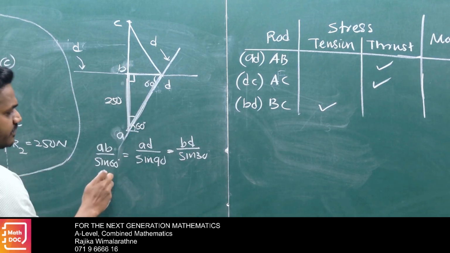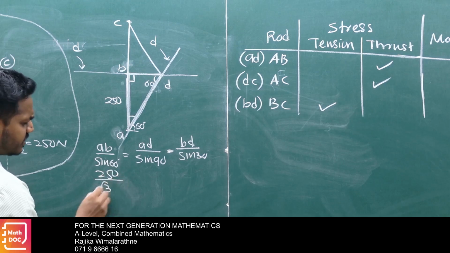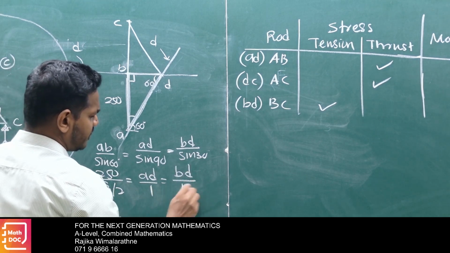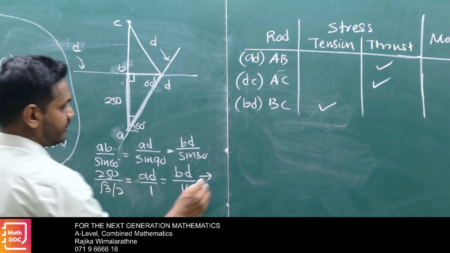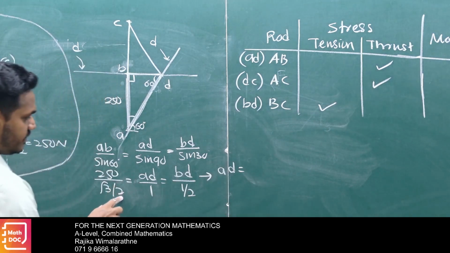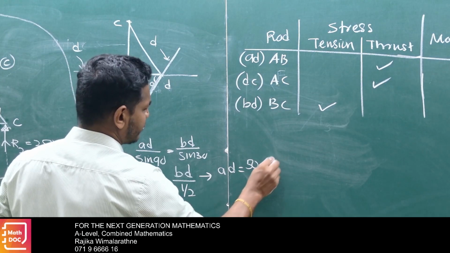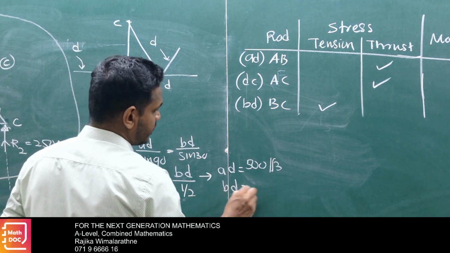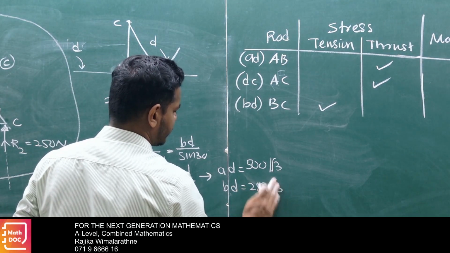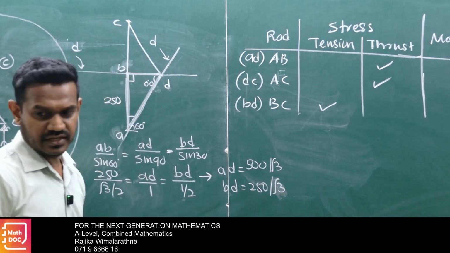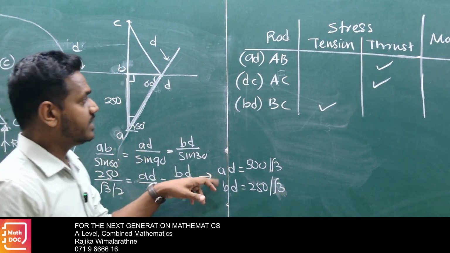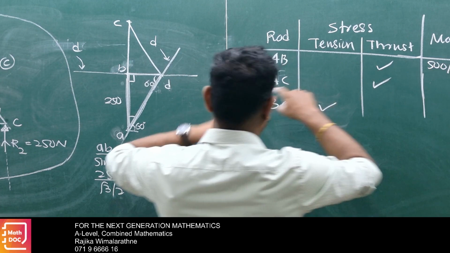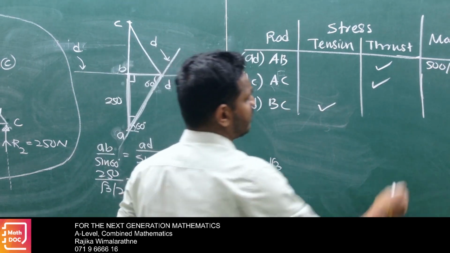Then AB means 250. Sine 60 is root 3 over 2, sine 90 is 1, sine 30 is half. Then by this you find AD. AD equals 500 over root 3. BD equals 250 over root 3. Okay, then you update the table. AD 500 over root 3. BD 250 over root 3.